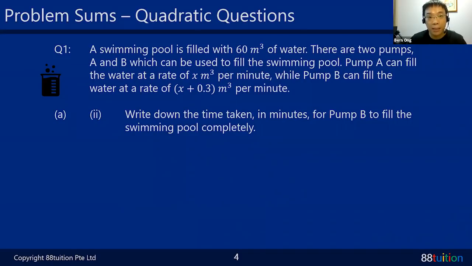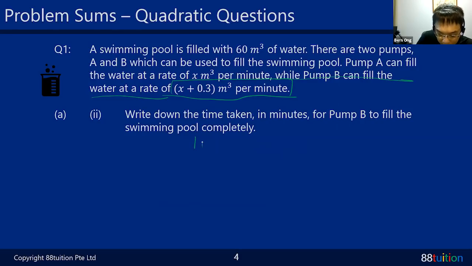Now they should be talking about pump B. Let's see. Pump B can fill the swimming pool, the water at the rate of what? 0.3 plus X cubic meter per minute. Again, this is the clue given to me. Let me rewrite it out myself.